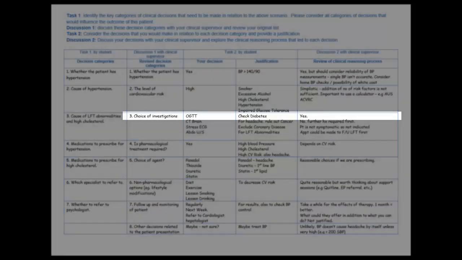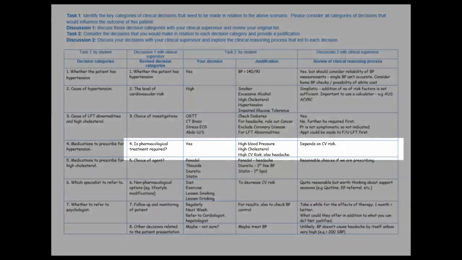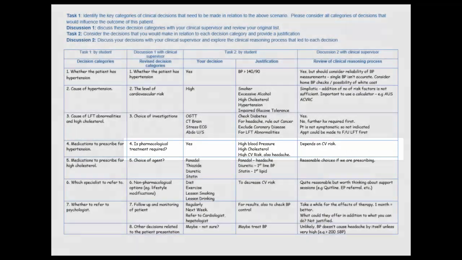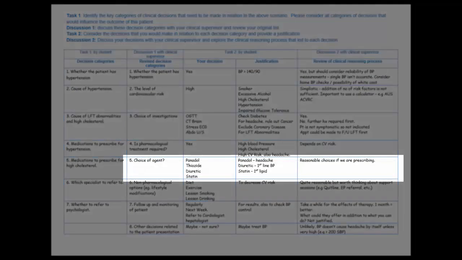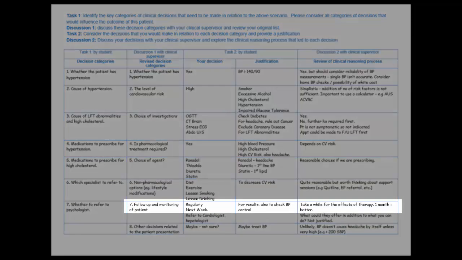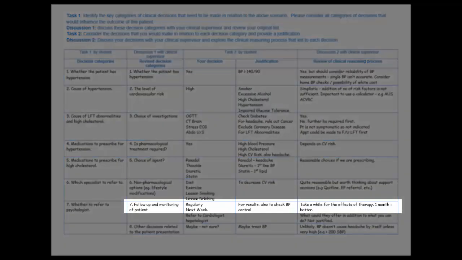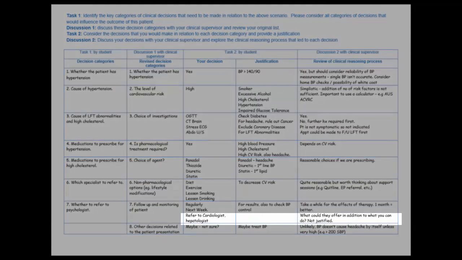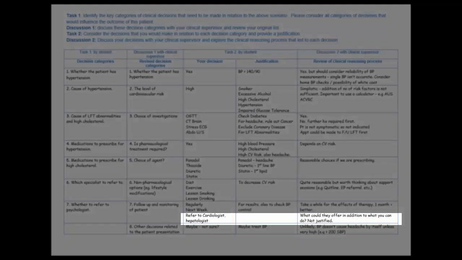Yes. Depends on CV risk. Reasonable choices if we are prescribing. Quite reasonable but worth thinking about support sessions, such as quitline, EP referral, etc. It will take a while for the effects of therapy. One month is better. What could they offer in addition to what you can do? Not justified.